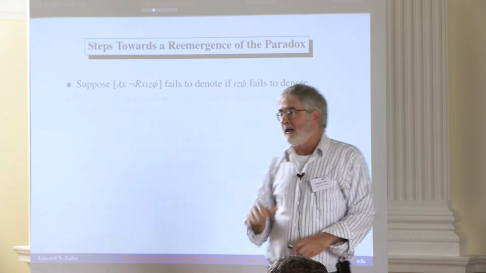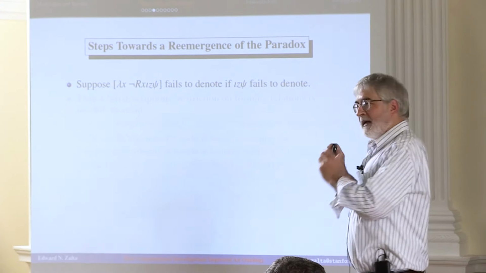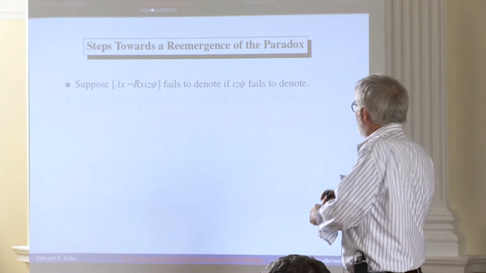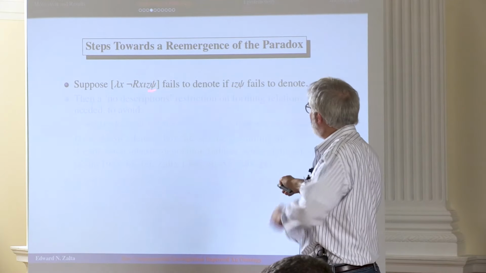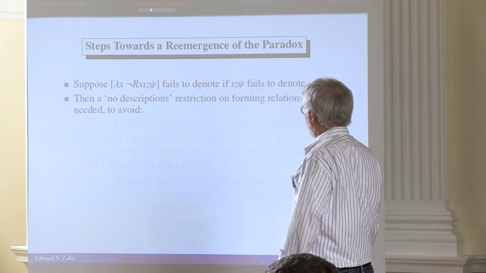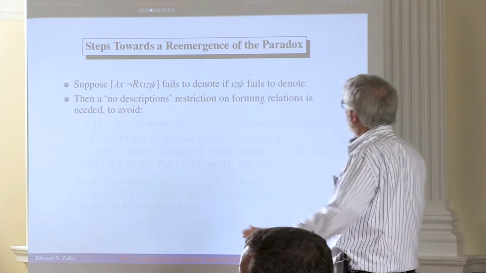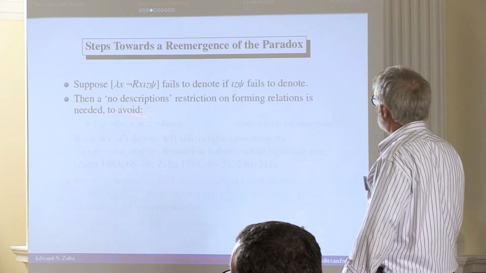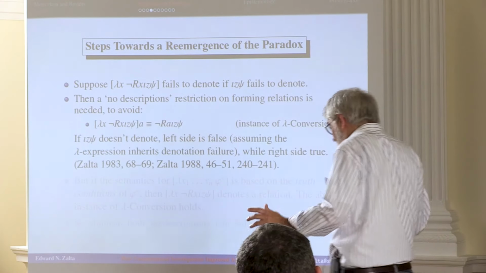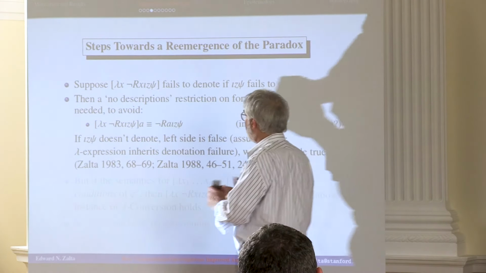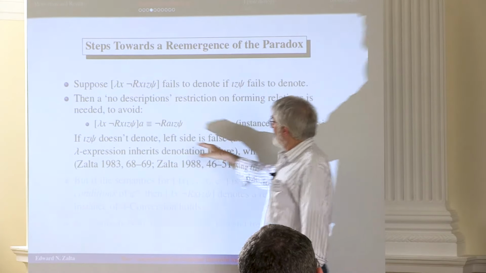I assumed, wrongly it turns out, that if a part of the formula failed to denote, then the whole term would fail to denote. If a part of the matrix fails to denote, then the whole term fails to denote. By doing that, it turns out all you need to do is add a no descriptions restriction on forming relations. And actually, you can avoid another problem by doing that.